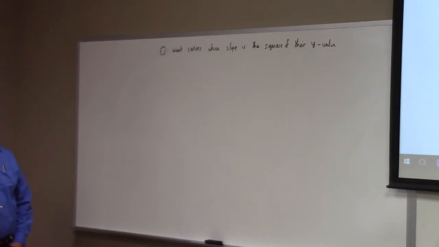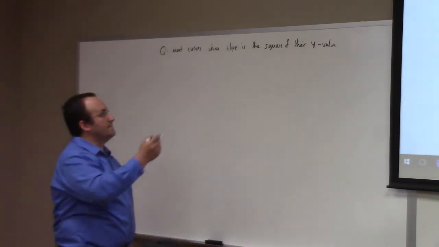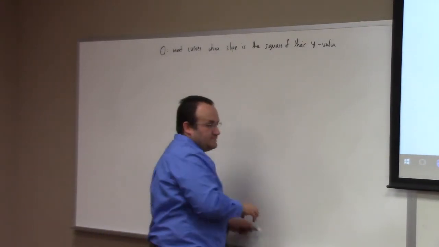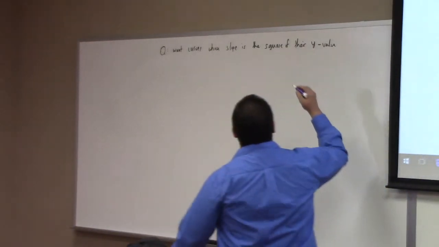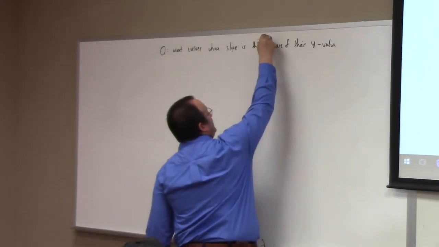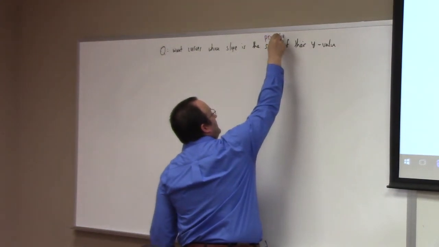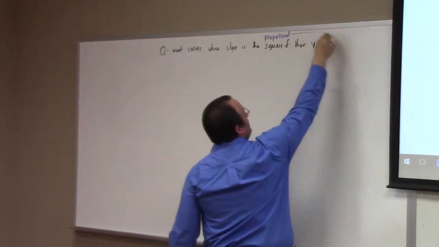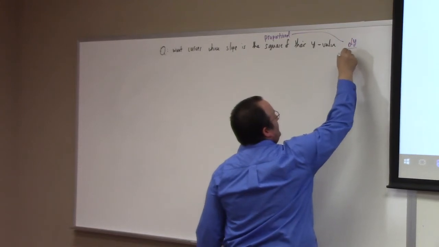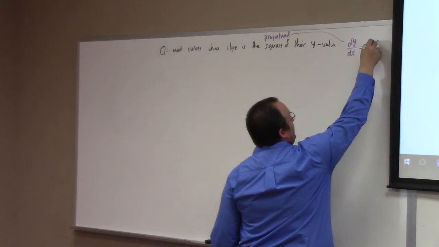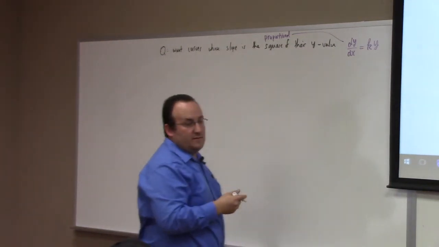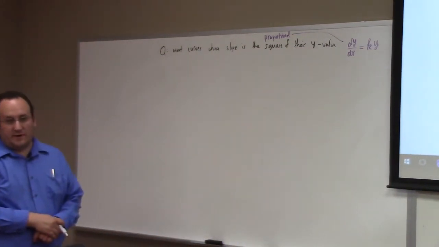What if instead of saying square, I just said the slope was proportional to their y value? What does proportional mean? Proportional implies a proportionality constant. So this would be dy/dx equals k times y, right? There we'd have the slope is proportional to y.